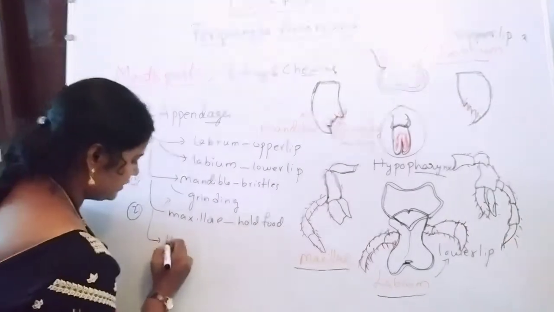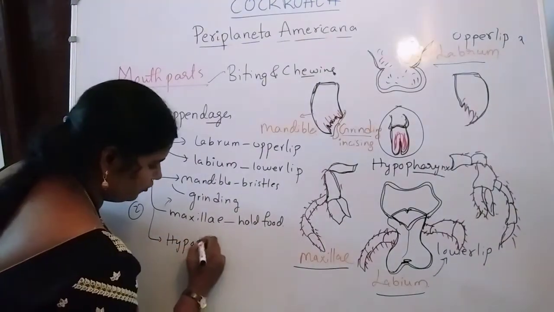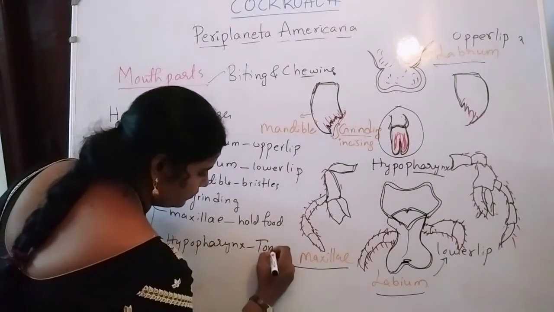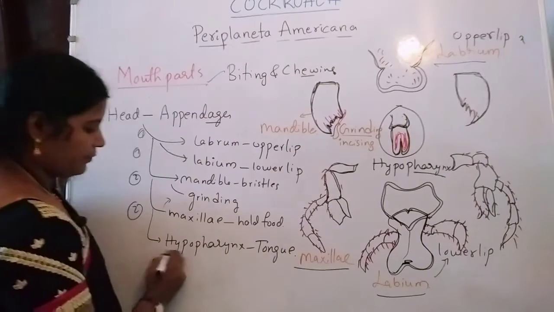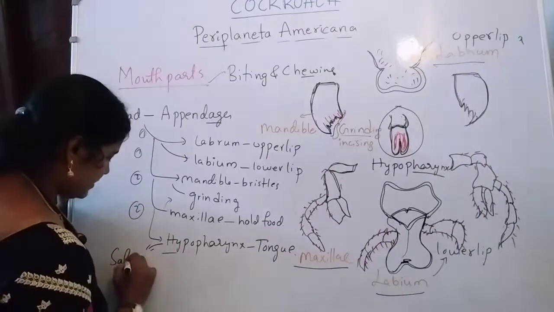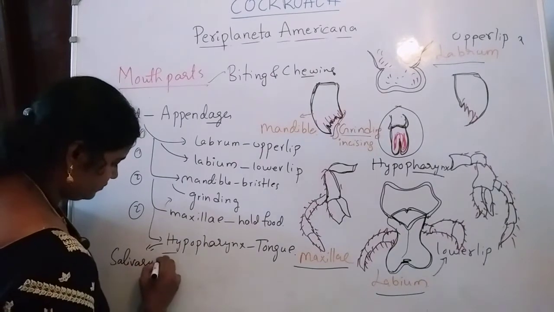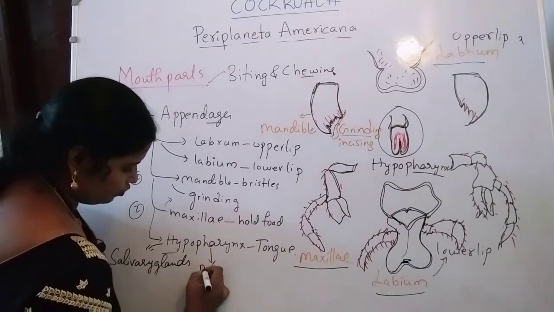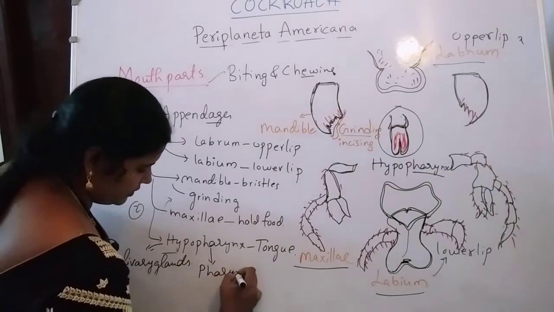And also it contains the hypopharynx. Hypopharynx acts as a tongue, okay. So this hypopharynx is connected with the salivary glands. From here it opens into the pharynx portion.